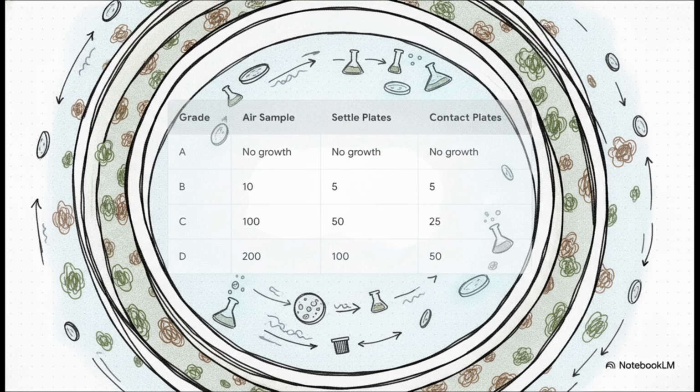And the drop in allowable microbial contamination as you move deeper into this fortress is just staggering. Whether we're talking about microbes falling out of the air or hiding on surfaces, the limits just absolutely plummet. We go from 200 colony-forming units allowed in a grade D air sample to 10 in grade B, straight down to absolute zero in grade A. Literally, no growth is the only acceptable metric there.